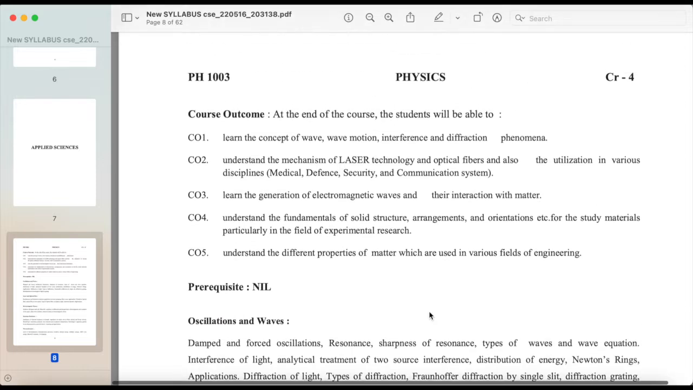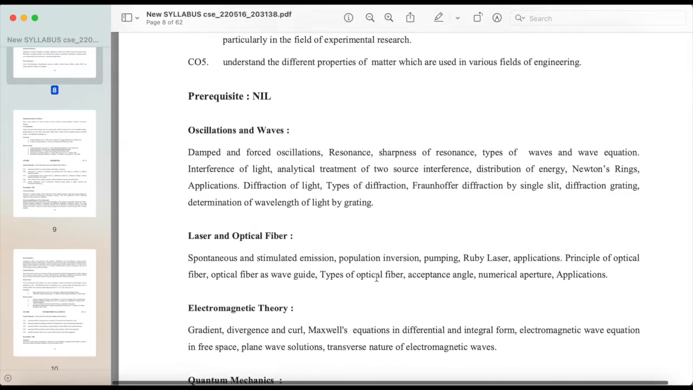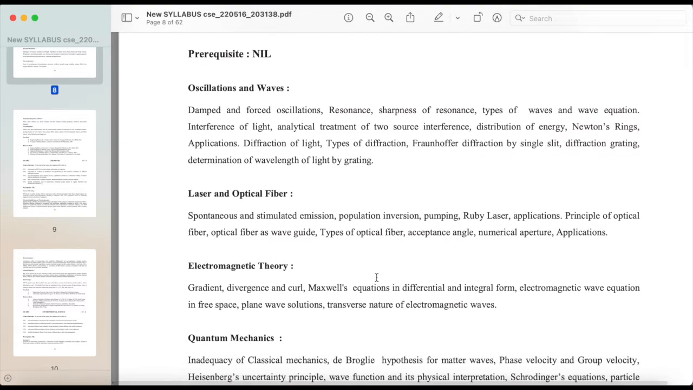Oscillations and waves. Damped and forced oscillations. Resonance. Sharpness of resonance. Types of waves and wave equation. Interference of light. Analytical treatment of two-source interference. Distribution of energy. Newton's rings. Applications. Diffraction of light. Types of diffraction. Fraunhofer diffraction by single slit. Diffraction grating, determination of wavelength of light by grating.